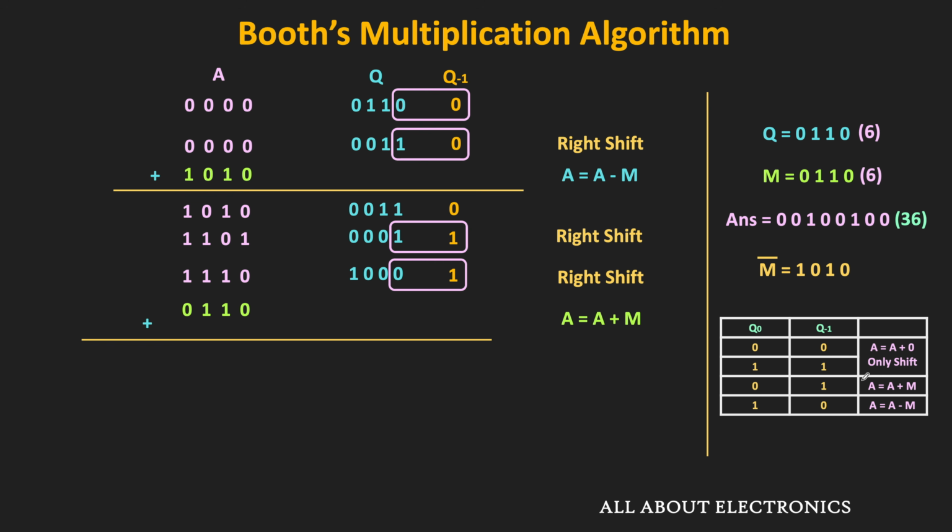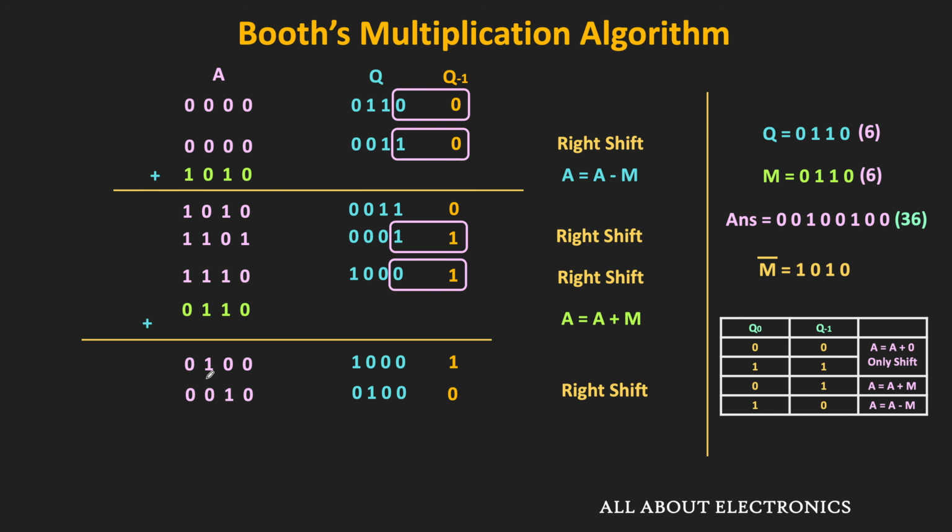So after the addition, this will be the content of the A register. And during the addition, if any carry is generated, then that will be neglected. At the same time, the content of the Q and the Q minus 1 will remain as it is. So after the addition, once again, the arithmetic right shift operation will be performed.